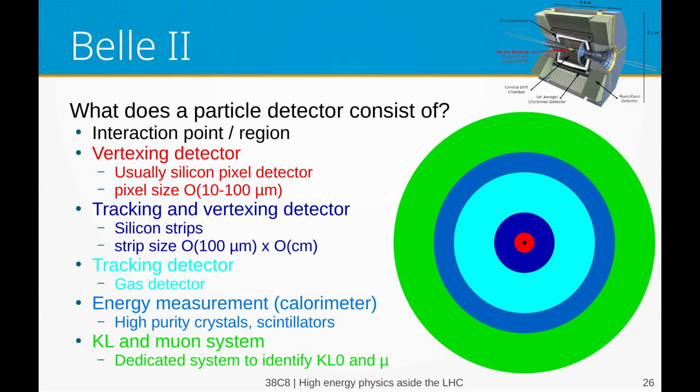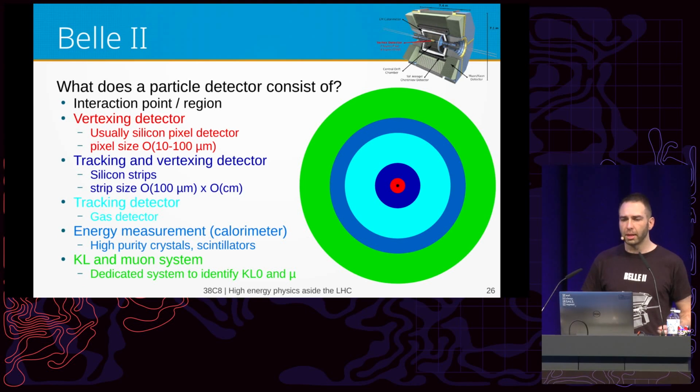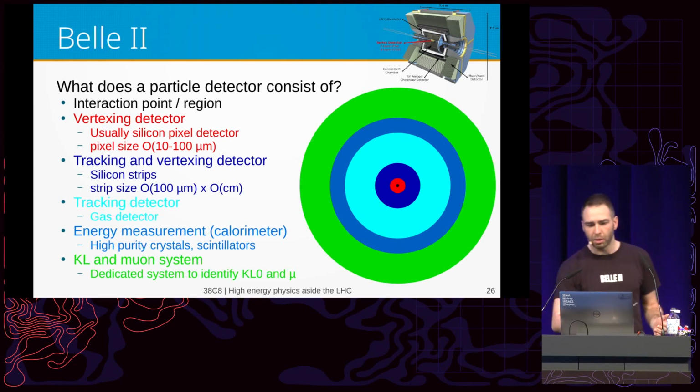K-longs are special in that sense. They are hadrons, or rather mesons, but they have a very long lifetime, and because they're neutral, they don't interact with material much. So they essentially fly out and can be stopped in this K-long system. And muons are just like, I don't care what material you put there, I give you a little signal and then I just fly out. And we can be pretty sure that if we see a track in this part and something in here, that this likely has been a muon. So we need these additional outer detectors.